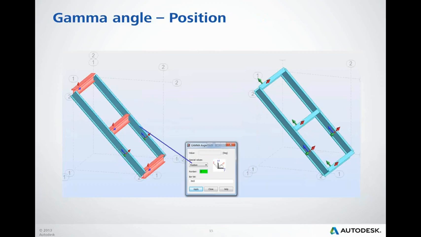It is possible to rotate sections of bars with respect to the local z-axis of an already existing bar. As you can see on the screenshot, these three bars marked in red are rotated to orient their local z-axis in the same direction as the local z of long bar number 2. To do so, the position option is selected on the gamma angle window, and as a reference, bar 2 is selected.